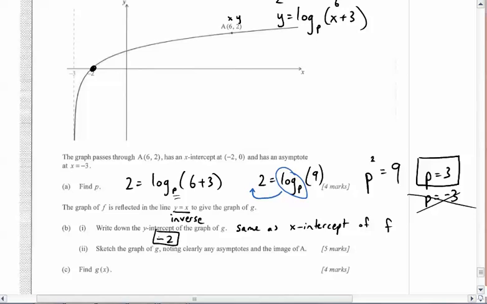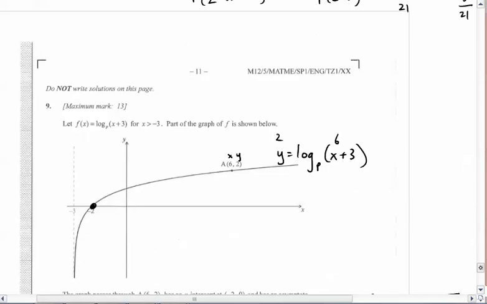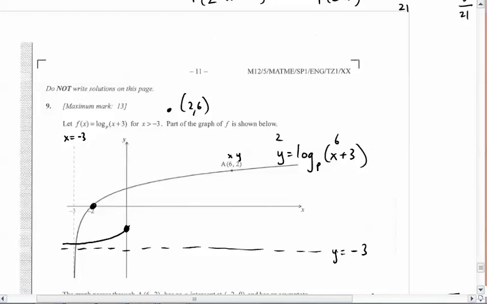So in order to sketch a graph, all I need to do is change all the x's and y's. So instead of having the point 6, 2, I'm going to have the point 2, 6. Instead of crossing at -2, I'm going to cross the y-axis at -2. Instead of having a vertical asymptote, I'm going to have a horizontal asymptote at -3. So my inverse, my reflection, looks like this. So reflection about the line y equals x, which makes it a mirror image, an inverse function.